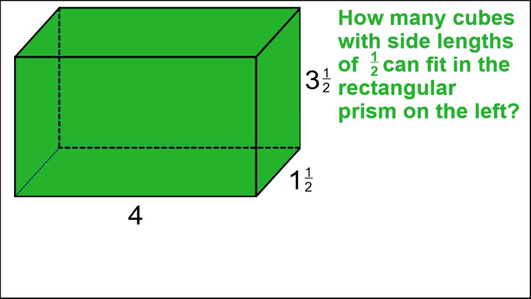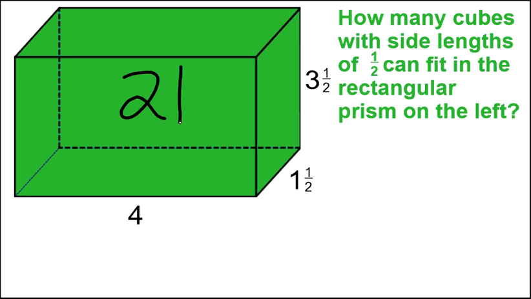Step 1 is to find the volume of our big box. We find the volume of our rectangular prism here. So we do length times width times height. So 4 times 1.5 times 3.5. And what do we get? 21. All right, so that's the big volume.